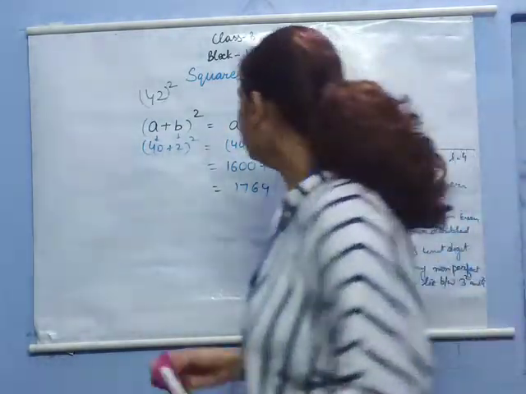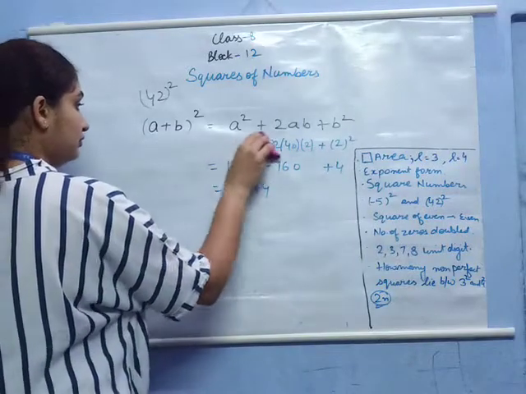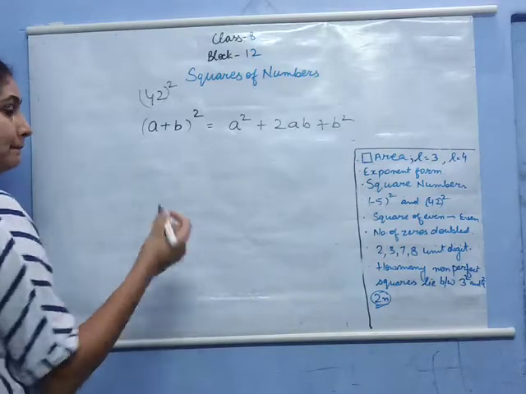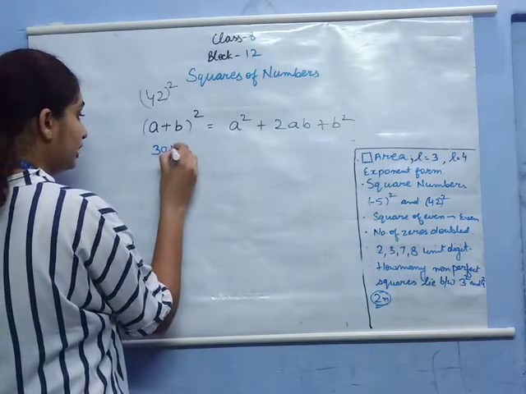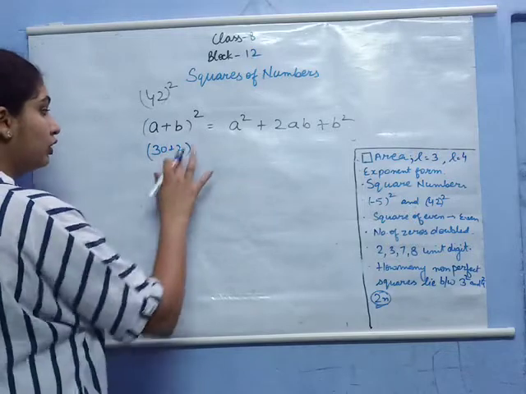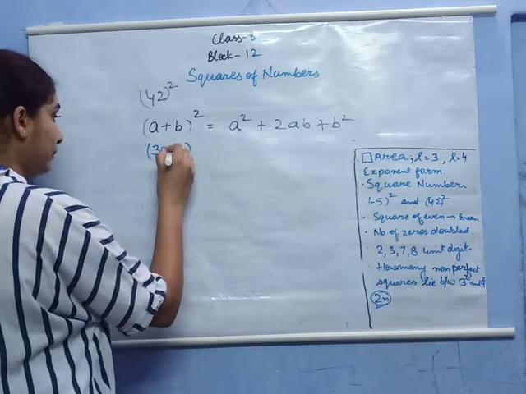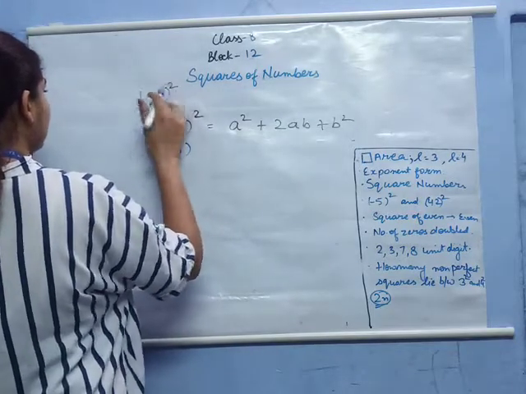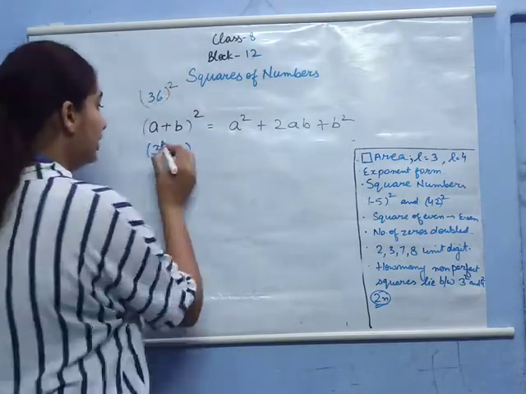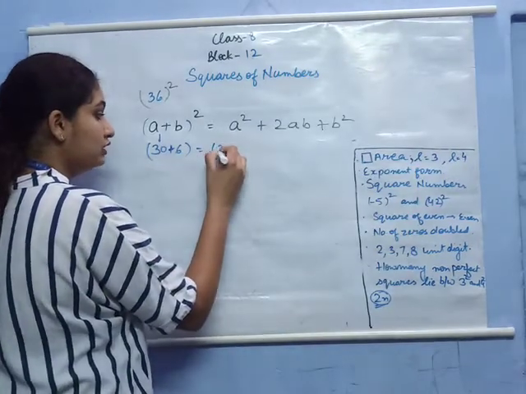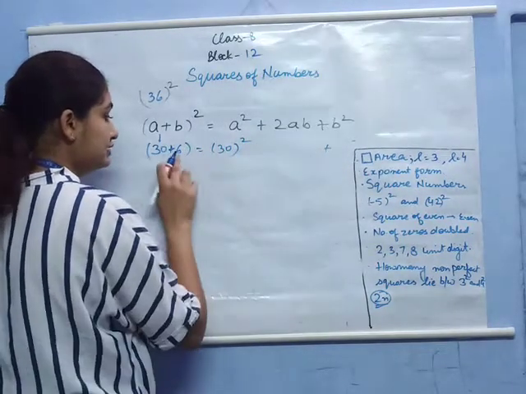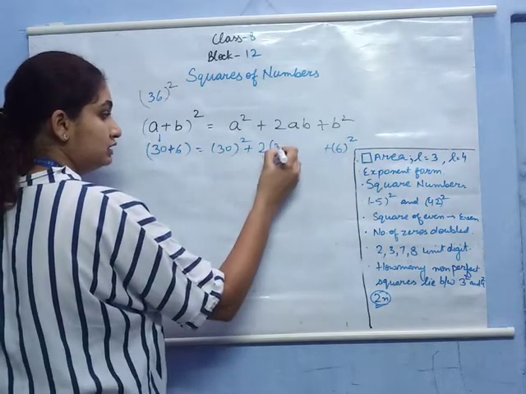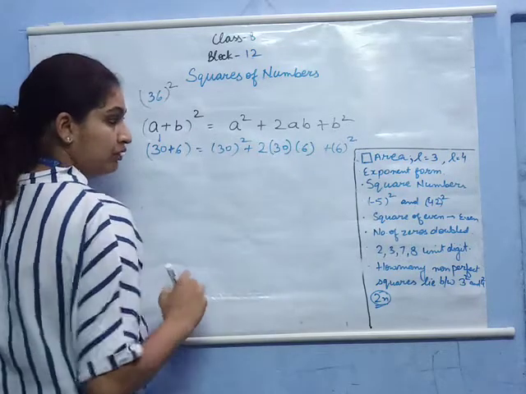Let's take one more example. Any number, say 32. 30 plus 2. Right? Or you can say 36, right? This time we'll take the square of 36. Instead of a, I'll write 30 ka square, then 6 ka square. In between, I'll be writing 2 times 30 and 6, right?